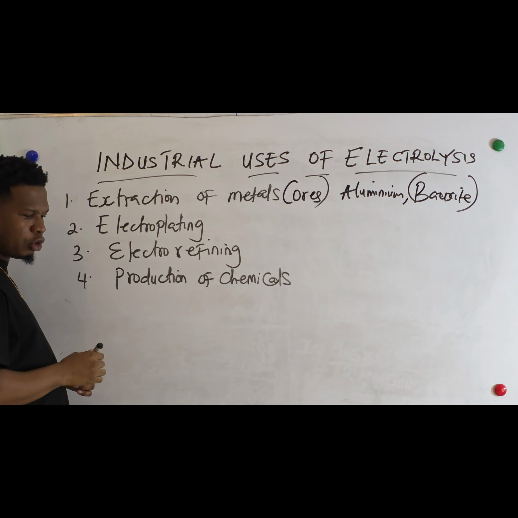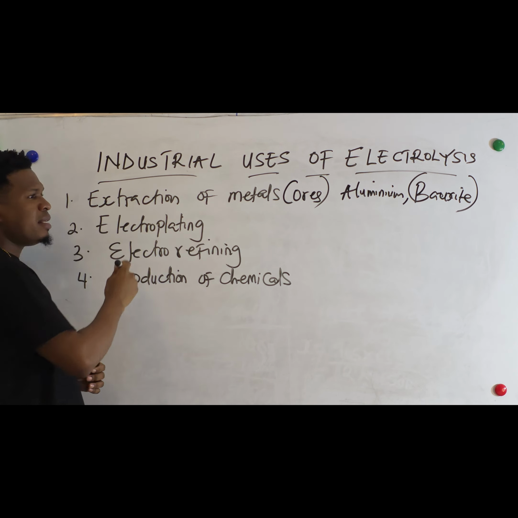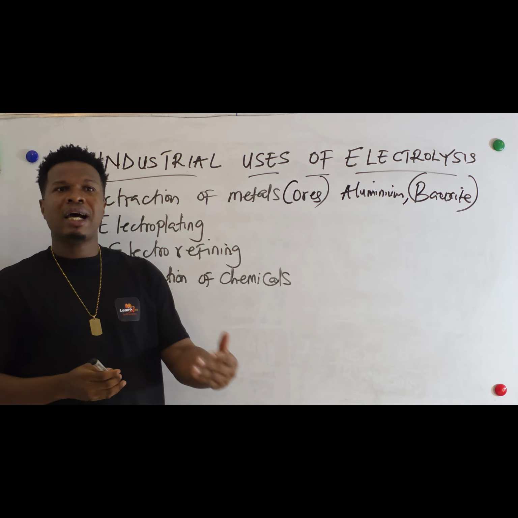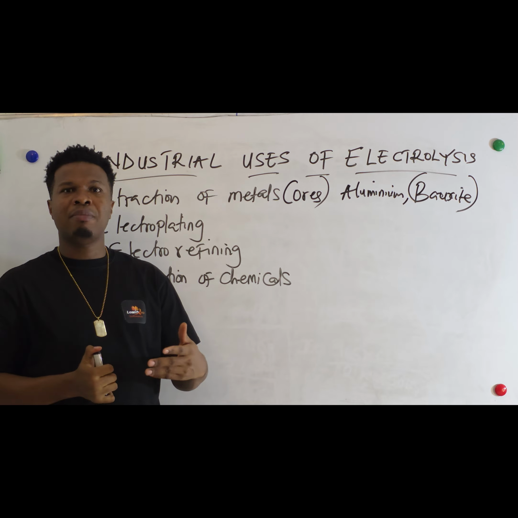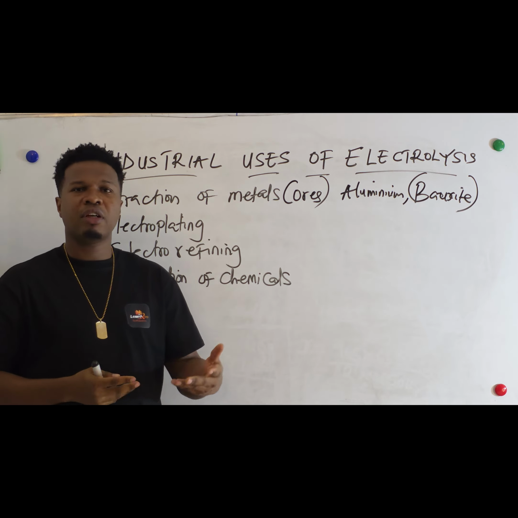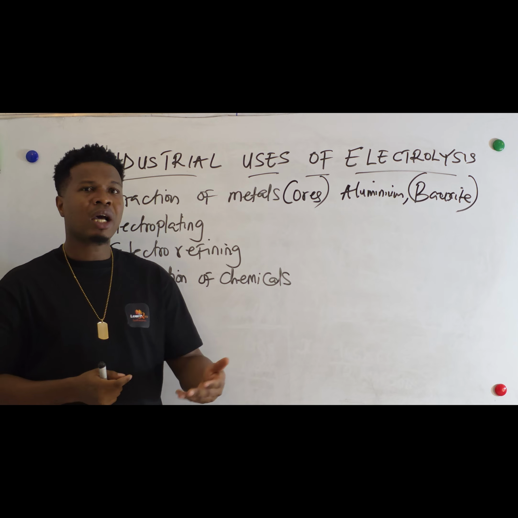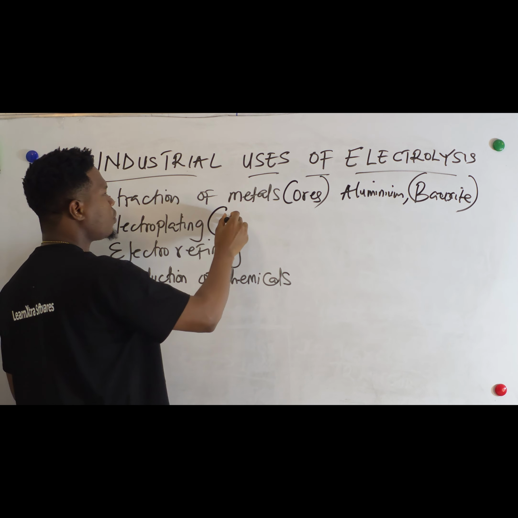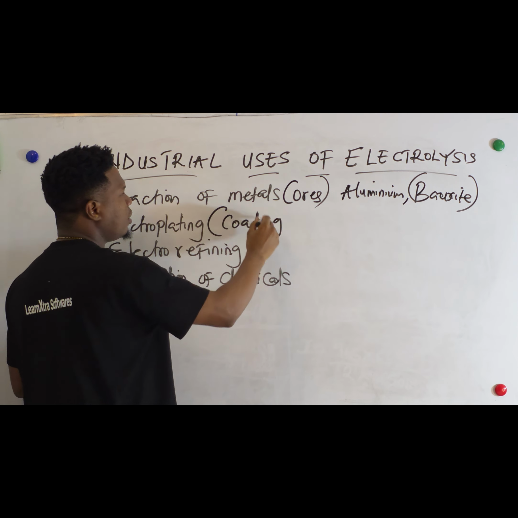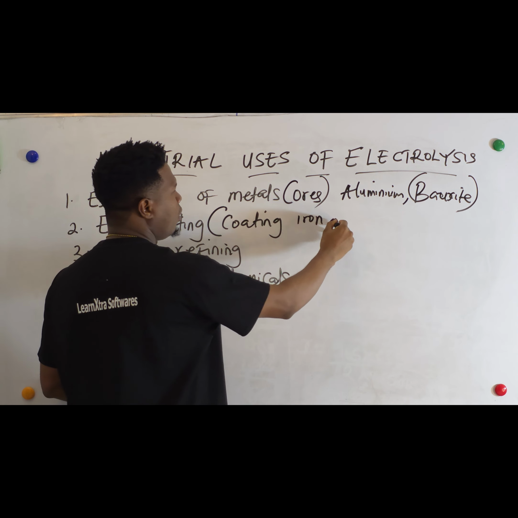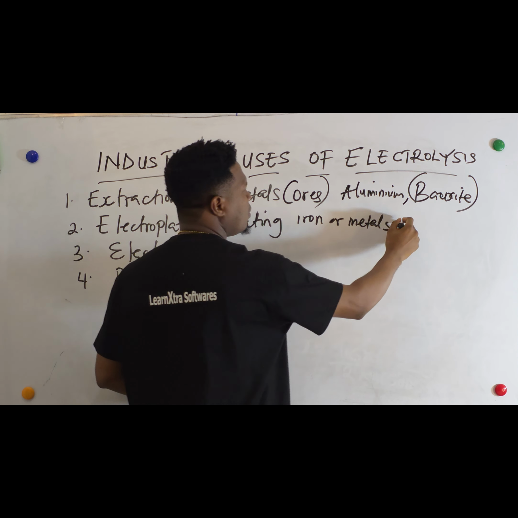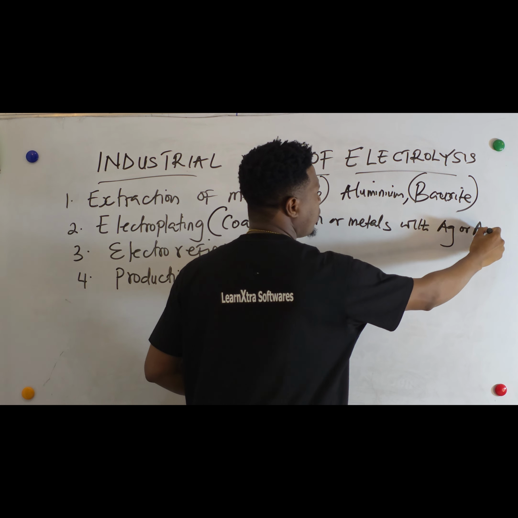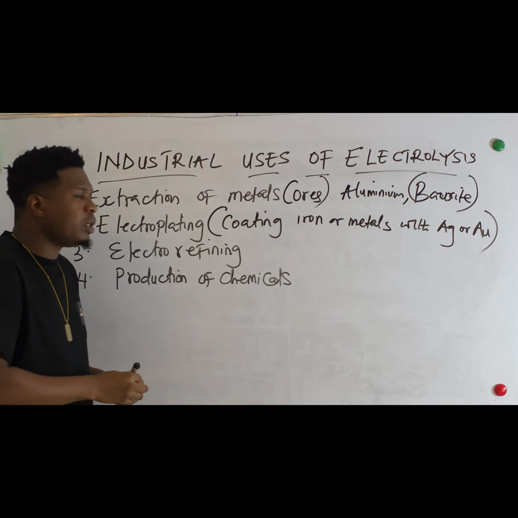The next one is electroplating. Electroplating simply means coating a metal with something that can improve the color of the material. For example, we can coat iron with gold and silver. We can coat metals. If you are coating your iron or metals with gold or silver, this is done through electroplating.